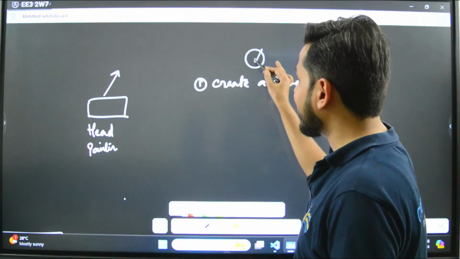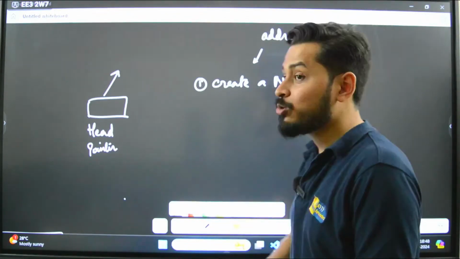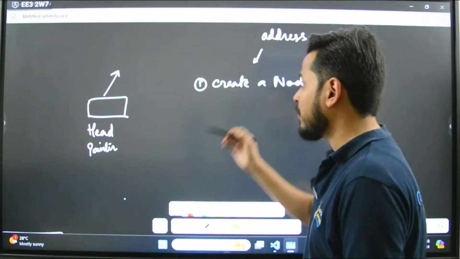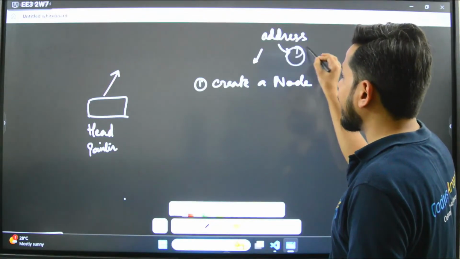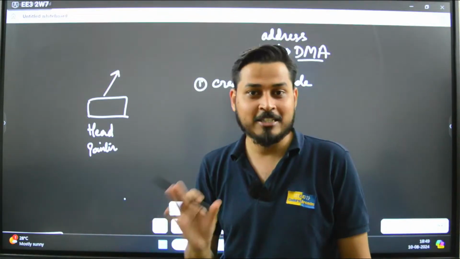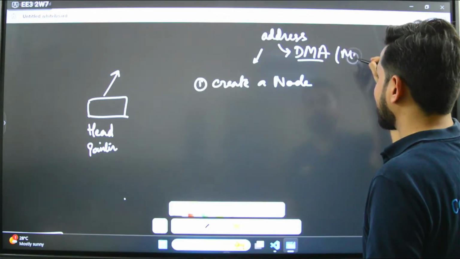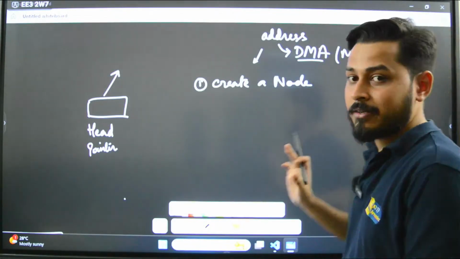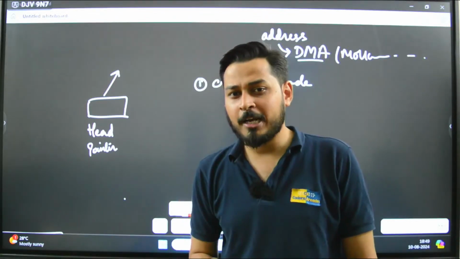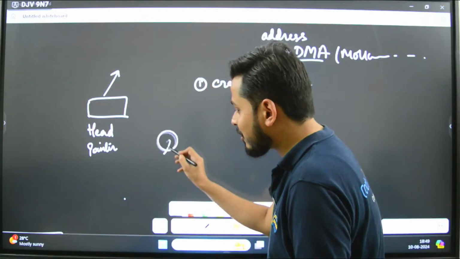So when I create the node, at that time the address will be given to that node. Understood? And how will this address be given? By dynamically allocating the memory using DMA, or dynamic memory allocation. Here we will use malloc, calloc, realloc. If you remember C programming, you did not have the concept of classes there. So you used to say struct node.